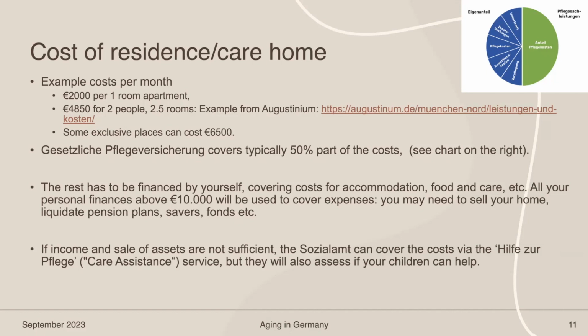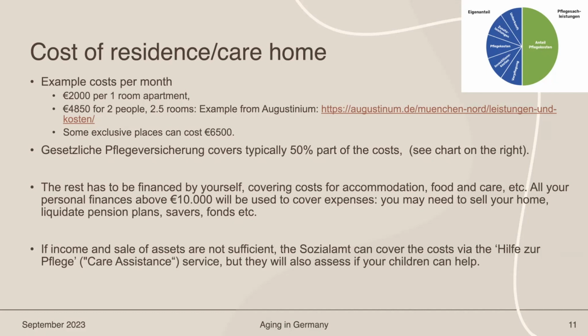And they will probably assess whether you will be able to cover that before they even allow you to take a place. So then it comes to what your financial means are. Of your personal finances, you can keep up to 10,000 euros of your personal money, but everything else, whatever you have in pension plans, savings, funds, or property you own, will have to help cover the 50% of the cost of living in a care home.